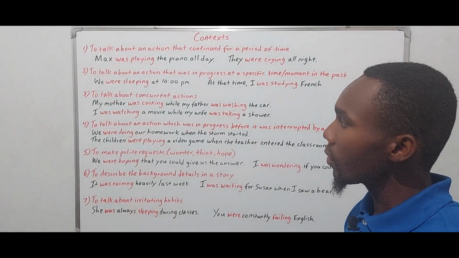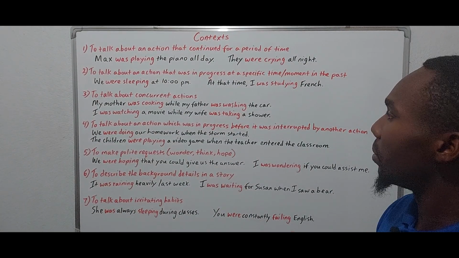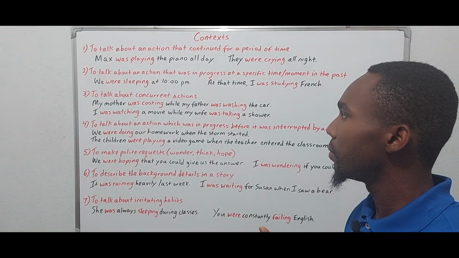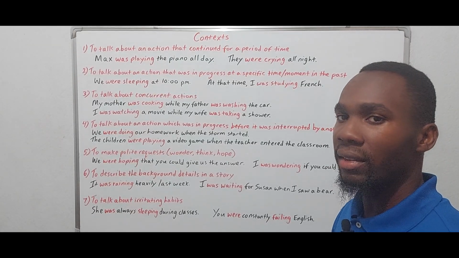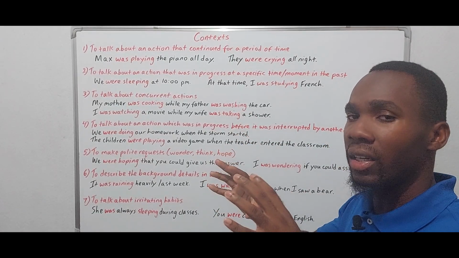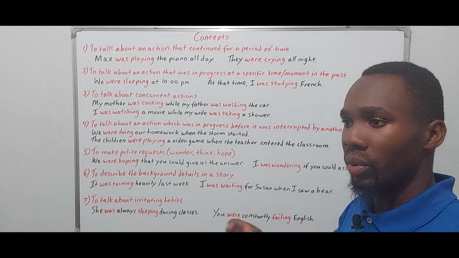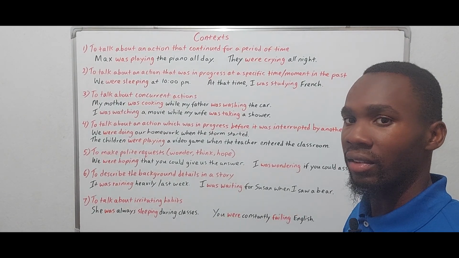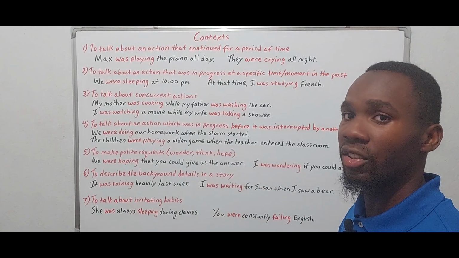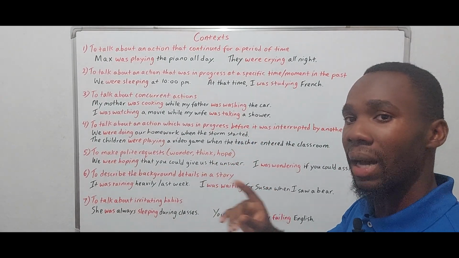Two, to talk about an action that was in progress at a specific time or moment in the past. We were sleeping at 10 p.m. What were we doing at 10 p.m.? We were sleeping. So at that specific time, 10 p.m., this is what we were doing. So it was an action that was in progress. Once again, continuous. It was not a single isolated action, because if it were, then we would use the past simple.